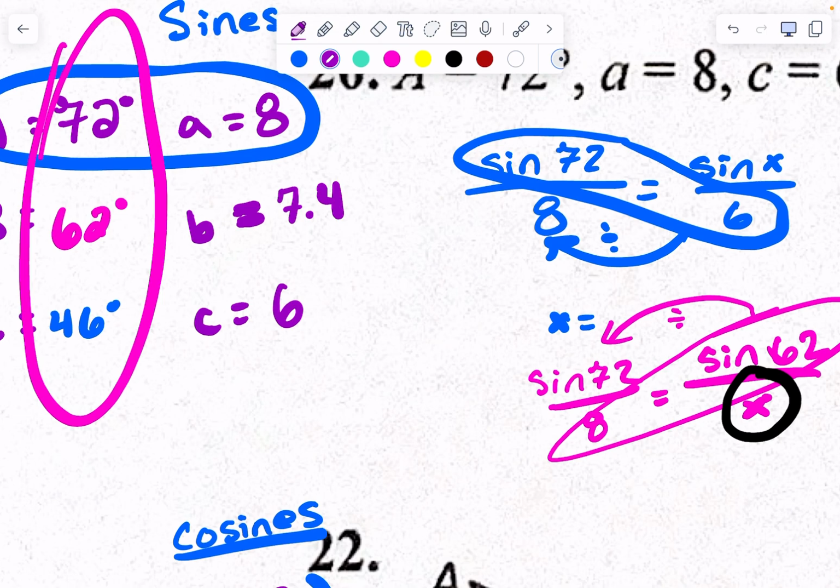7.4. It sounds reasonable. Yeah. Now, one more real quick check before you stop and move on to the next problem. Biggest angle, biggest side. Smallest angle, smallest side. They're opposite each other. Cool. Make sure you check that. Okay? Because maybe you did something wrong.